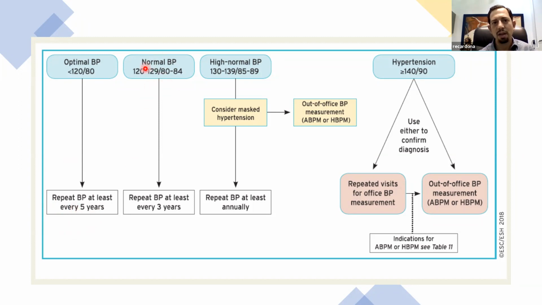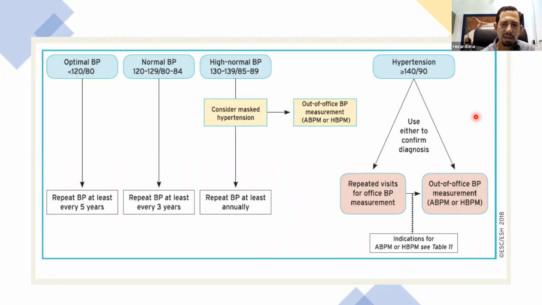When we have normal blood pressure but not optimal blood pressure, we should repeat blood pressure measurements at least every 3 years. When the blood pressure is normal high, at these values of 130 to 139, 85 to 89, at least once a year we should register the blood pressure, and we can consider, or maybe evaluate a bit more to discard other diagnoses like masked hypertension with home blood pressure monitoring or ambulatory blood pressure monitoring.